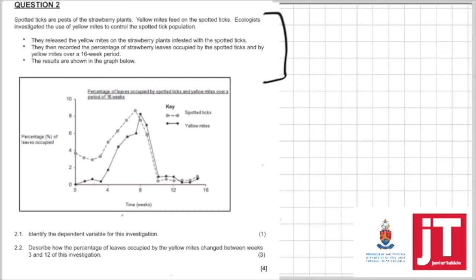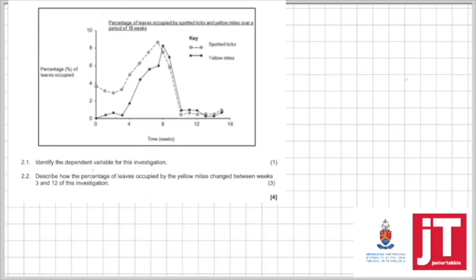Right. Here's your graph. The results are shown. Let's move on to a clearer question. 2.1, identify the dependent variable. The dependent variable is always the variable that you measure, and the dependent variable is always on the y-axis. So your answer is percentage of leaves occupied.